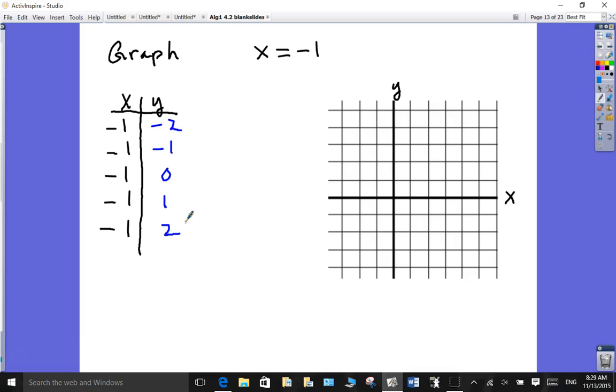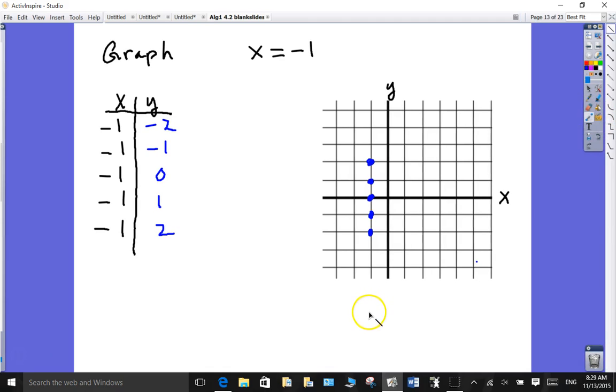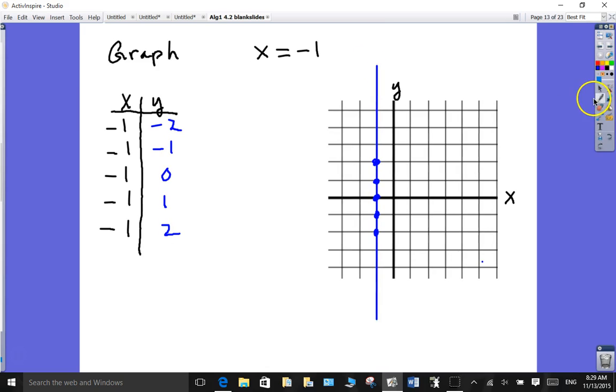So now I plot those points. -1, -2. -1, -1. -1, 0. -1, 1. -1, 2. Okay, again, we see the shape. We connect it with a line. It's a little better. And what kind of a line is it? Vertical line.